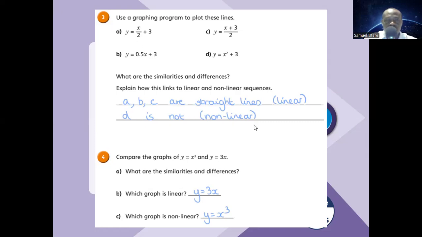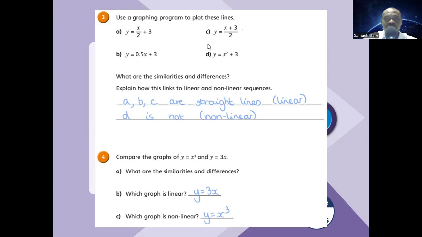D is not linear. It's nonlinear. Now, we're getting at something. I want you to really pay attention. We're being asked, how does it relate to nonlinear sequences? If we were to use these, let's say we say this was written as n. This could have been written as y equals n plus 3 over 2. This could have been written as y equals n over 2 plus 3.